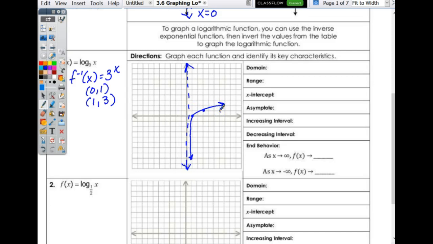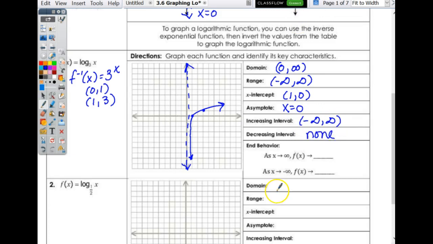So my domain goes left to right. So left, it starts at 0 and goes to infinity. The range, bottom to top, is negative infinity to infinity. The x-intercept is 1, 0. The asymptote is x equals 0. Is this increasing or decreasing? Increasing. So it's negative infinity to infinity and none here.